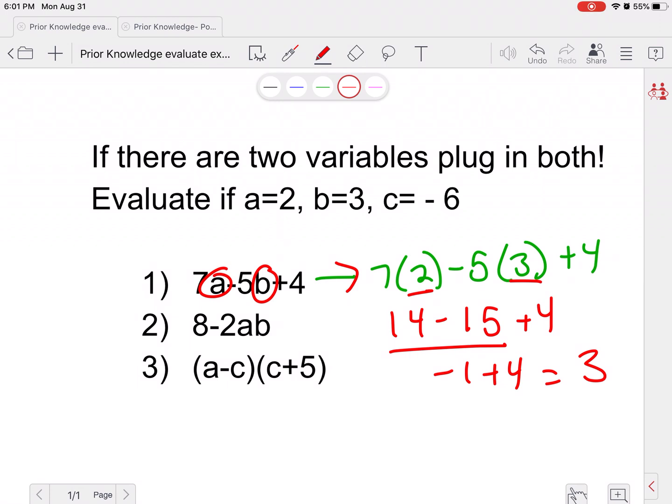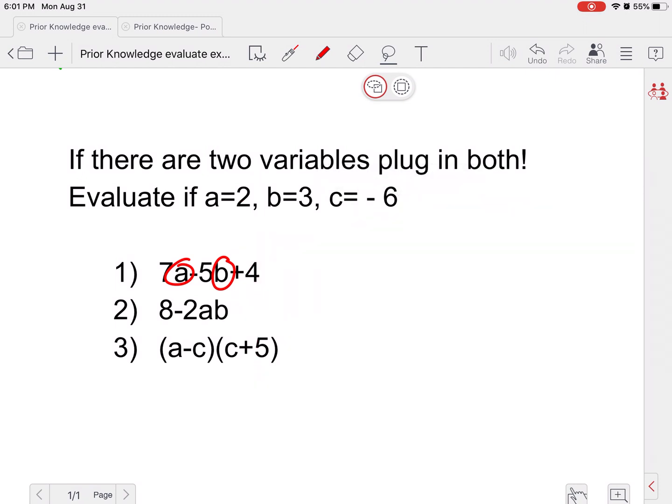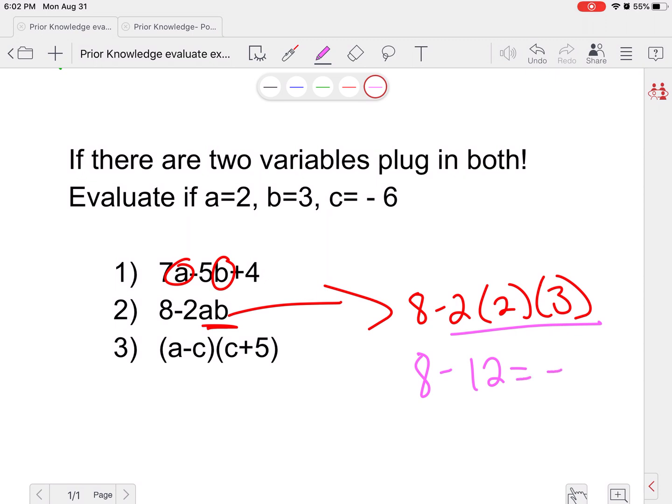Okay. All right, I'm just going to move this. So if you need this, pause the video for a second, just so that way I have plenty of room to do this next problem. Okay, notice we have 2 variables right next to each other. Remember, that just means multiplication. So we're going to have 8 minus 2 times a, which is also 2, and b, which is 3. So then I'm just going to go ahead and multiply these all together. So I'm going to have 8 minus 2 times 2 is 4, times 3 is 12. And 8 minus 12 will give us a nice negative 4.